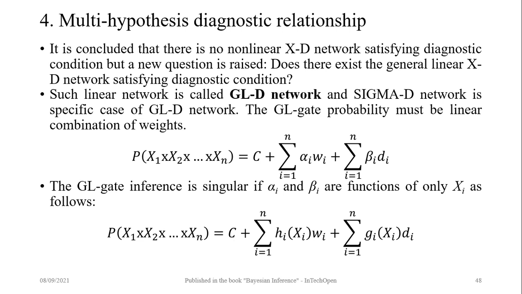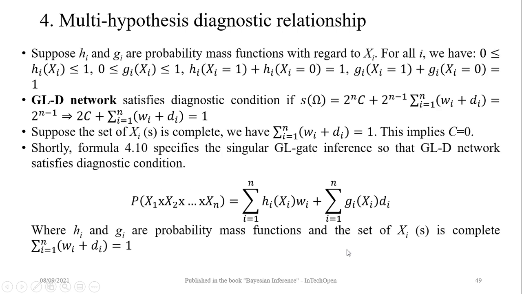Such a linear network is called the GLD network, and the sigma D network is a specific case of the GLD network. The GLD probability must be a linear combination of weights. Here is the GLD probability as a linear combination of weights. The GLD inference is singular if alpha I and beta I are functions of only SI, as follows. The symbols SI and GI are probability mass functions with regard to SI. For SI, we have the inequality.